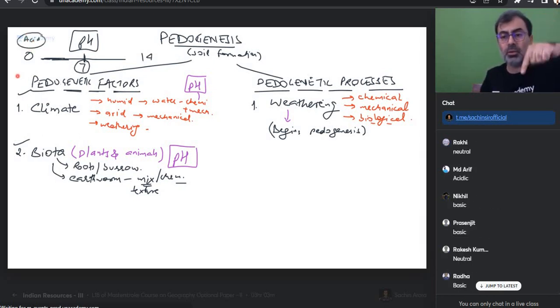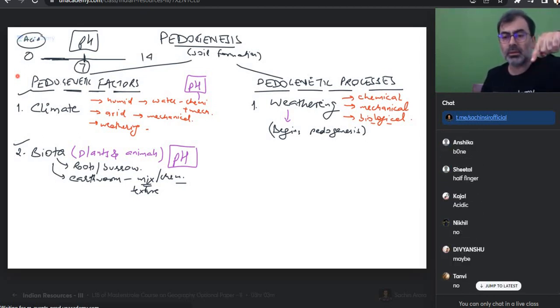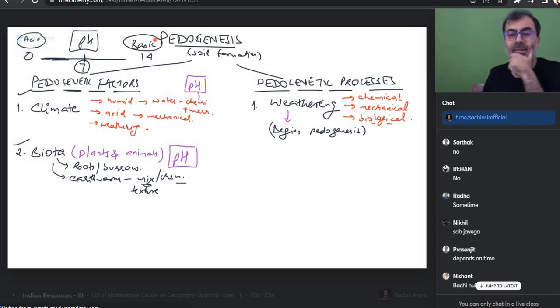If you put your finger in 0, what will come out? Nothing will come out. Will the bone not survive? Maybe the bone comes, your bone will also go. Okay, and what about basic? Everything will go. If you put your finger in 14, then what will happen? Chemistry people, someone tell me quickly. If you put it in 14, basic, what happens?